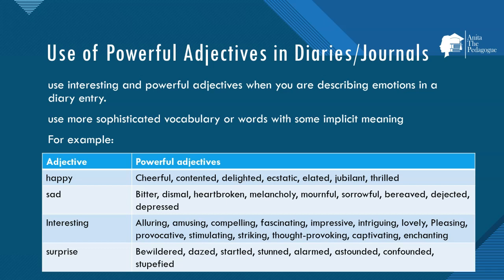Let's look at surprise. So instead of saying surprise, you could say bewildered, dazed, startled, stunned, alarmed, astounded, confounded, stupefied. So all these are some examples of powerful adjectives that you can use in expressing and describing your emotions and your events.